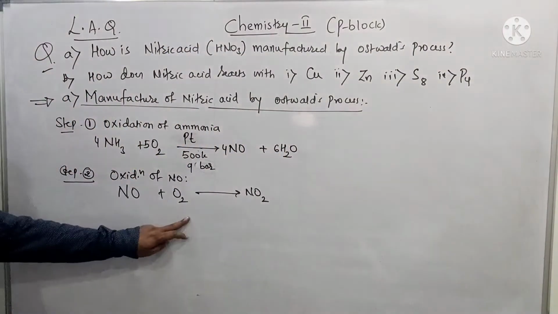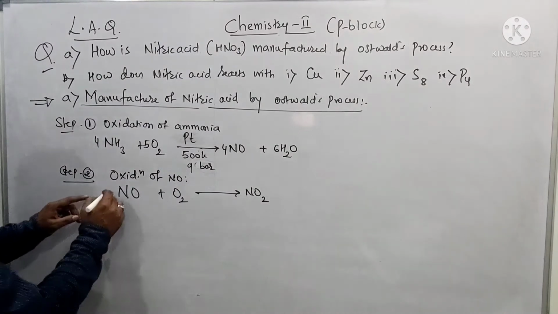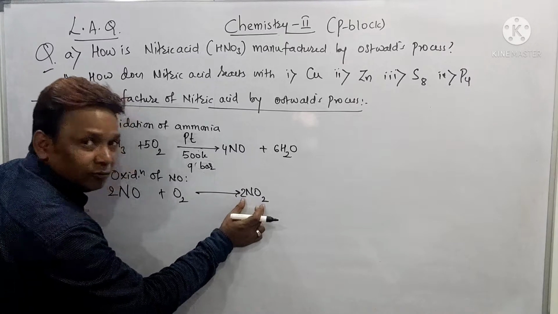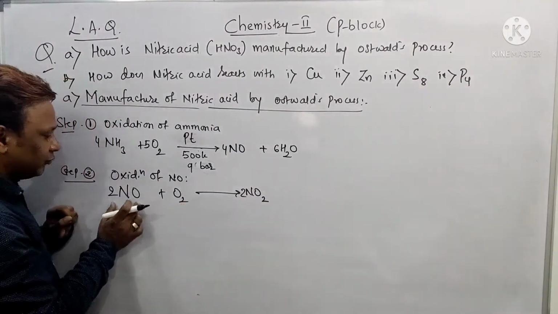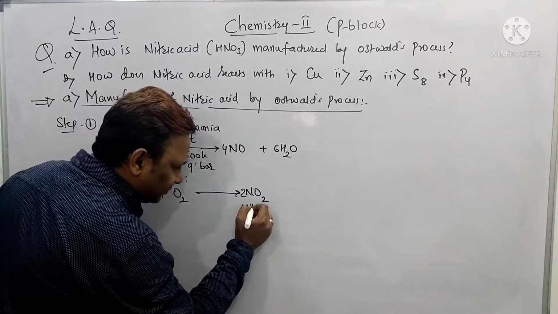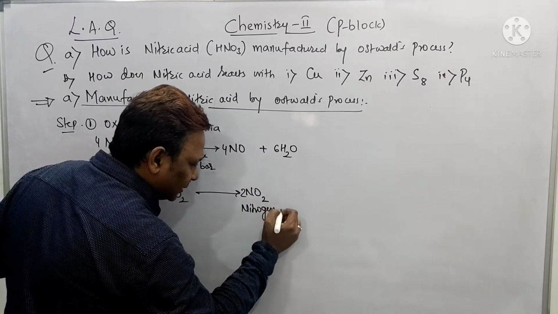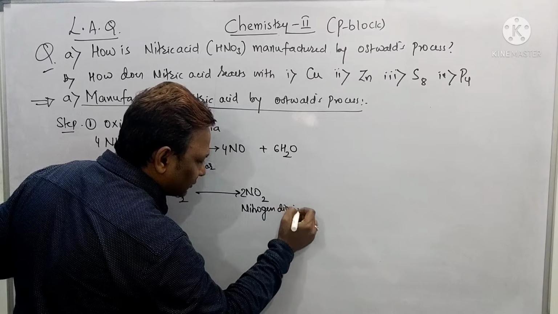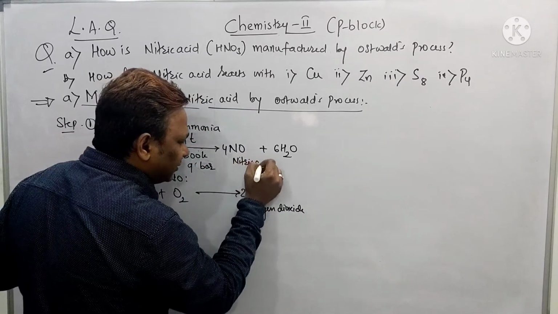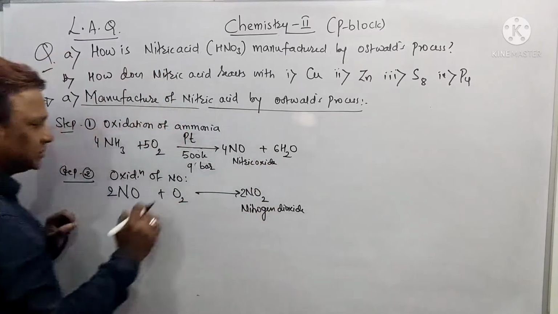If you want to balance, you can balance very simply. If you make it 2 moles and 2 moles, everything balances: 2 into 2 is 4, 2 plus 2 is 4, 2 nitrogen and 2 nitrogen. What is NO2 called? Nitrogen dioxide. And NO is called nitric oxide. Two steps over.